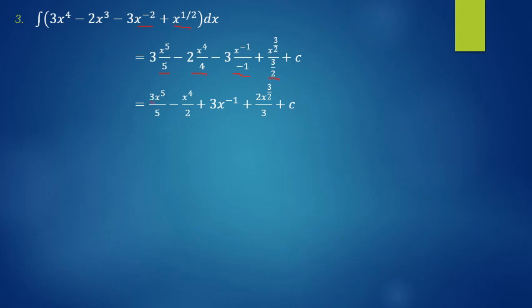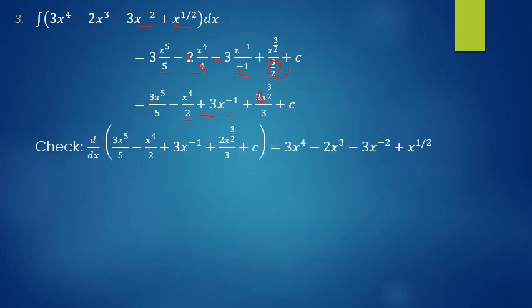And so simplifying, 3 and 5 do not have a common term, so we just put the 3 in the numerator. 2 and 4, so divide both by 2, so you will have 2 in the denominator. And then the minus and the negative will give us a positive 3x to the negative 1. And again, because the denominator is a fraction, we bring 2 up into the numerator. So we have 2x to the power 3 halves all over 3 plus c. And again, doing checking, getting the derivative of the answer will bring us back to the original given.